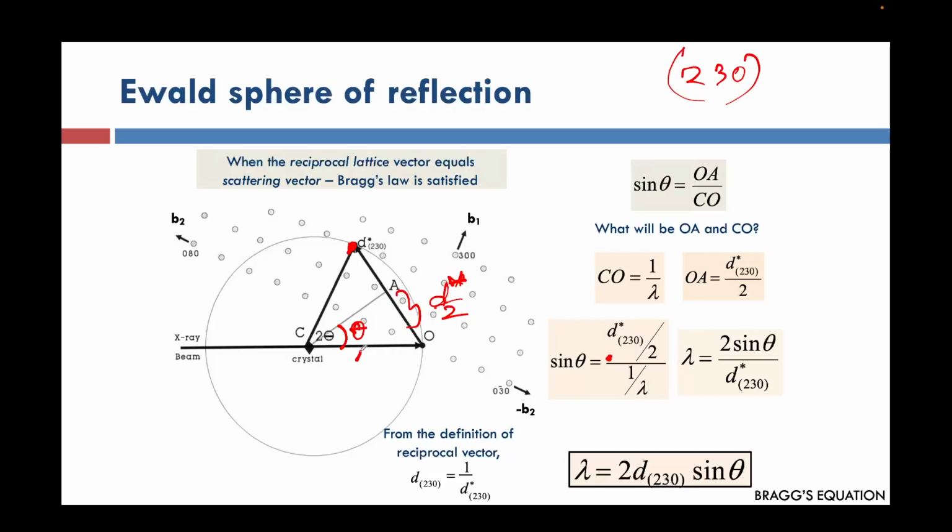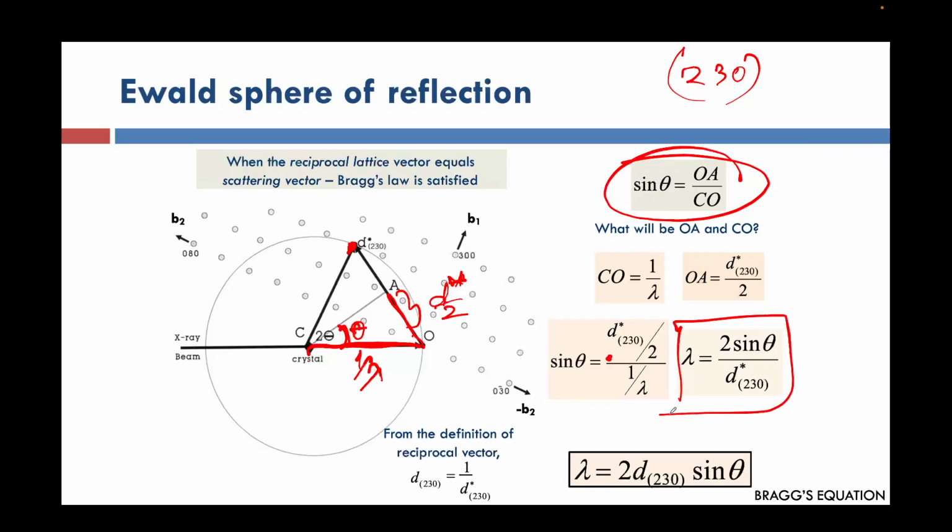So you can see this is 1 by lambda and this is theta. So sine theta will be given by OA divided by OC. Putting all these values, I am getting lambda is equal to 2 sine theta by d star. But I know that I have already defined my reciprocal lattice vector as the inverse of the real vector.